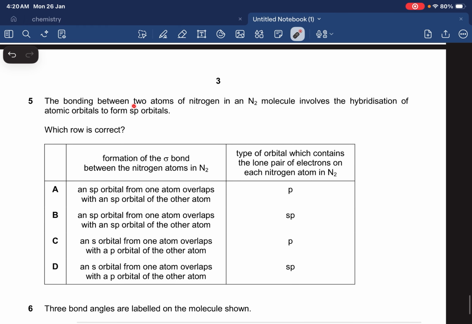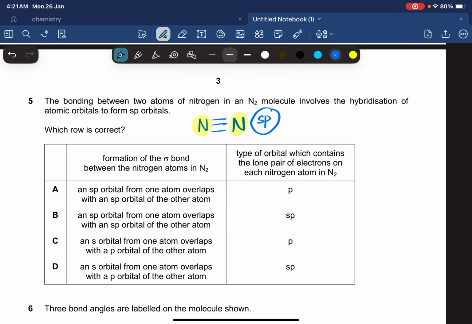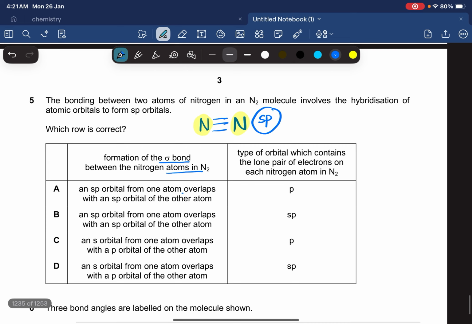The bonding between two atoms of nitrogen in a nitrogen molecule involves the hybridization of atomic orbitals to form sp orbitals. So we have a nitrogen that's triple bonded to another nitrogen, and they're saying that the hybridization of this nitrogen and this nitrogen is sp. Formation of the sigma bond between the two nitrogen atoms in N2: an sp orbital from one atom overlaps with an sp orbital of the other atom.